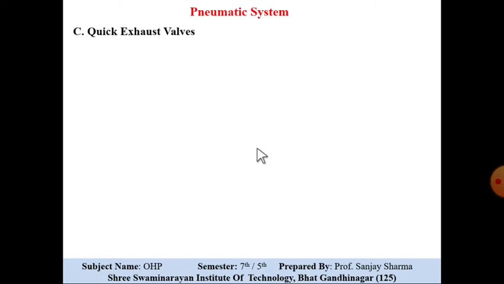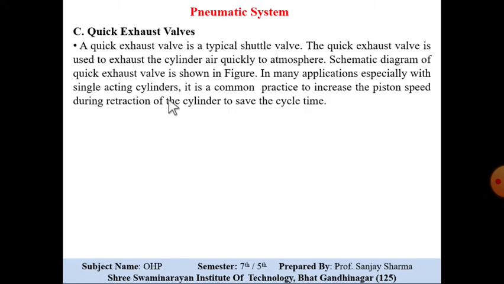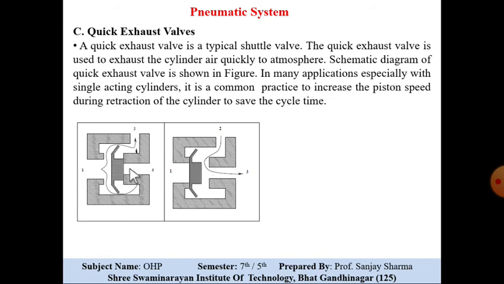The third is quick exhaust valve. A quick exhaust valve is a typical shuttle valve. It is again a shuttle valve. The quick exhaust valve is used to exhaust the cylinder air quickly to atmosphere. Schematic diagram of quick exhaust valve is shown in figure. You can see here, this is the quick exhaust valve.